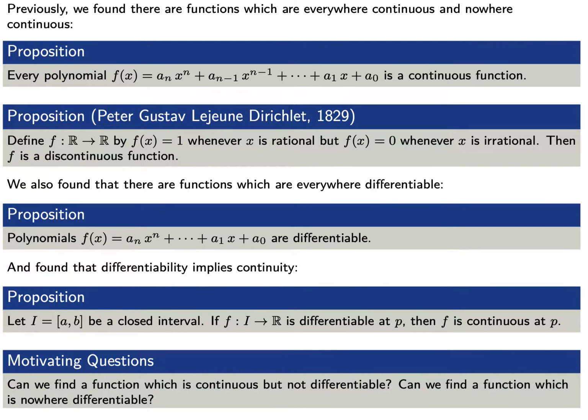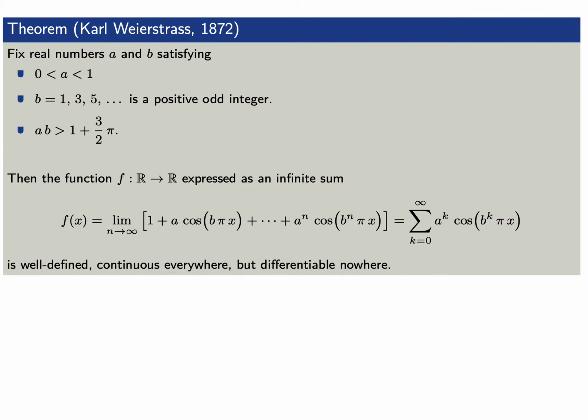This leads into a couple of motivating questions. Can we find a function which is continuous but not differentiable? Can we find a function which is nowhere differentiable? This question was originally asked by Carl Weierstrass back in 1872. He found the following answer.